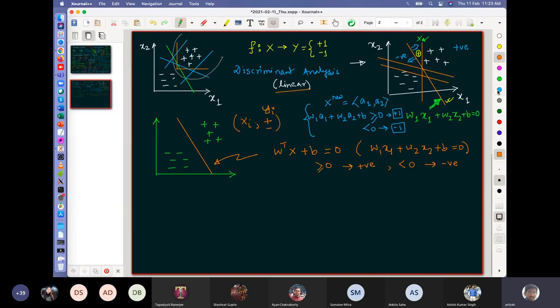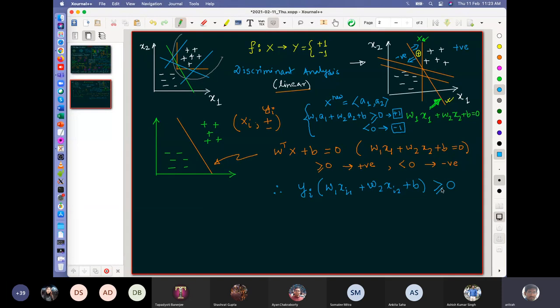So therefore, my first condition, I am just coming theoretically a little bit, looking into these constraints, I can say for a point xi with label yi, yi times (w1 xi1 plus w2 xi2 plus b) will be greater than 0.